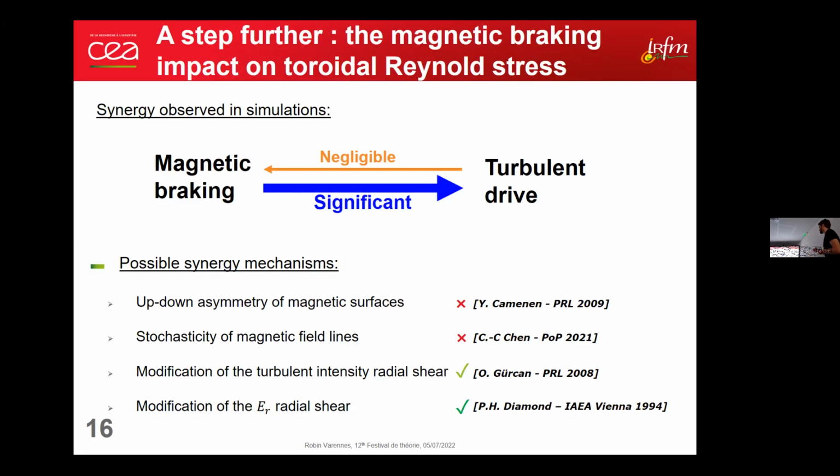But there are two other candidates that are well described in the code, and the first one is the modification of the turbulent intensity radial shear. And the other one is the modification of the radial electric field radial shear. And so we explored these two ways to see if there is an actual synergy. So first we will talk about the turbulent intensity shear.